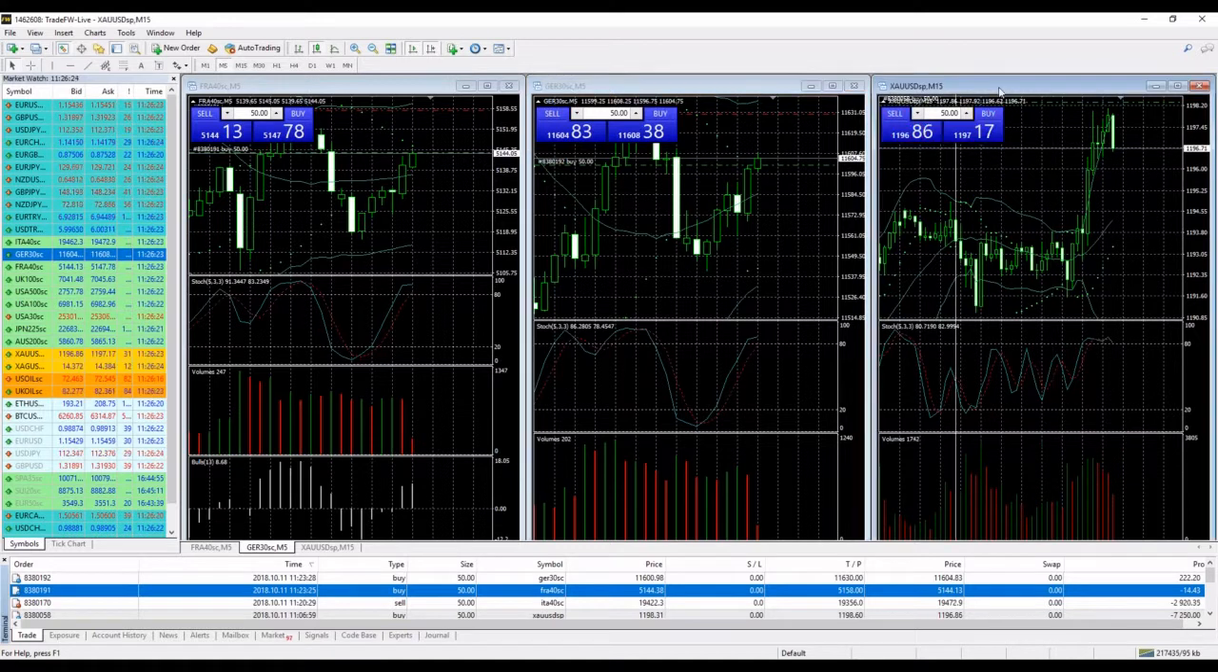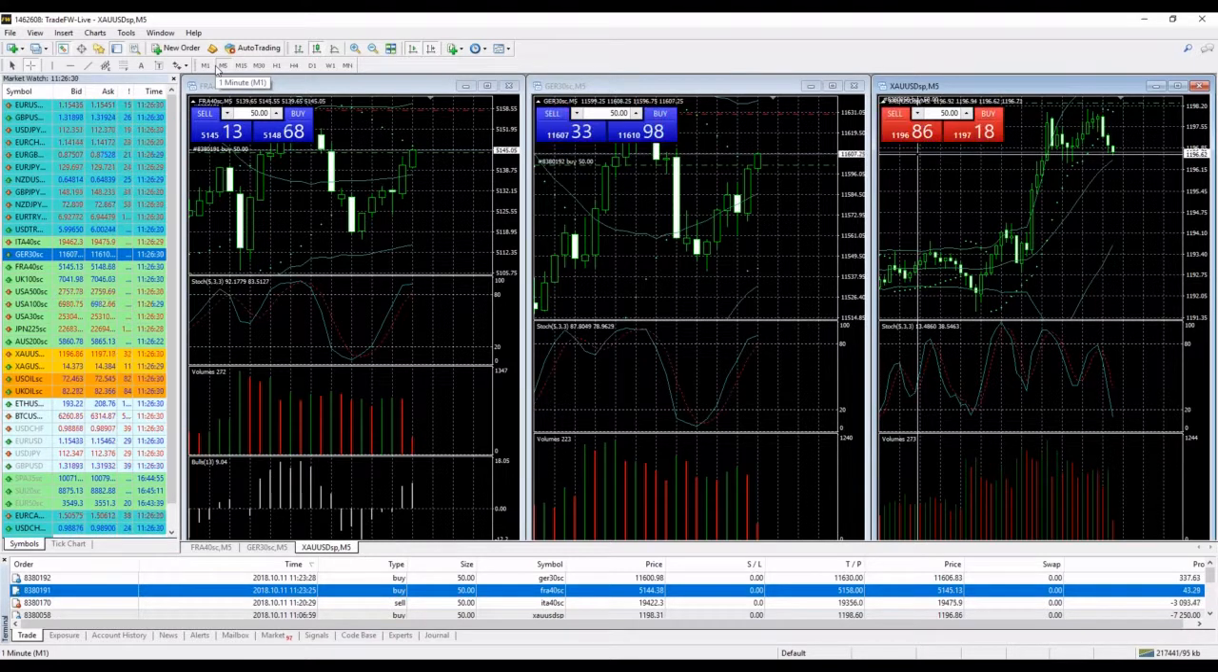On gold, I will wait a bit more and I might enter a new trade on gold. Let me see. On gold, I have to read the pattern over there and then I will decide what I will do.